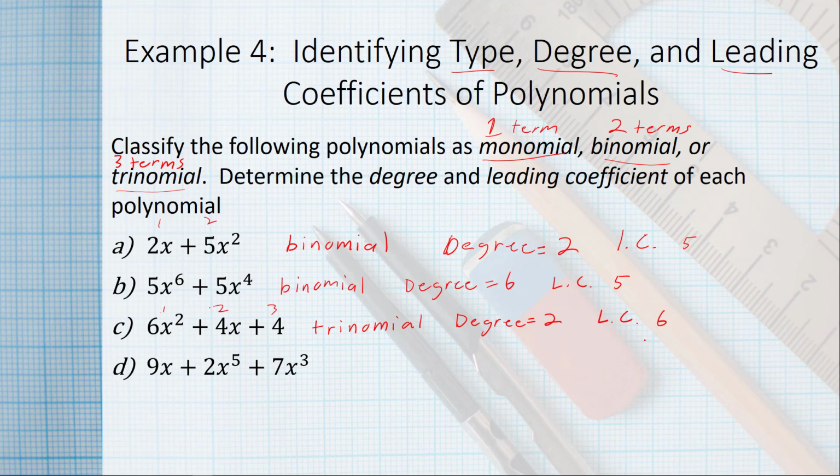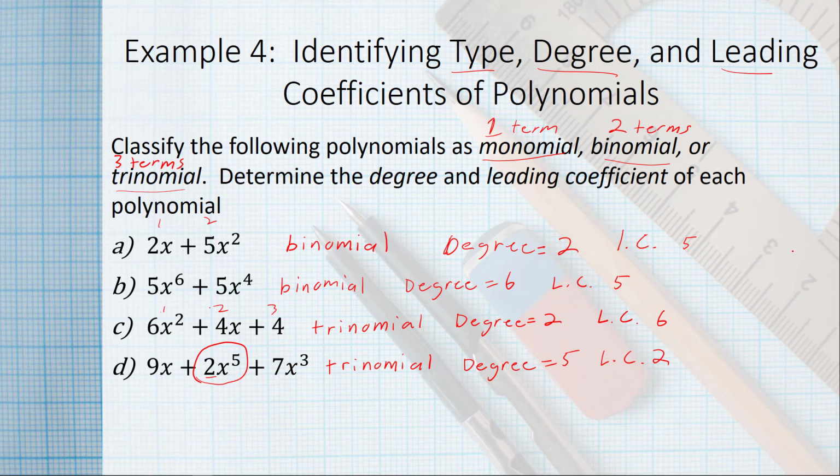And then our last one for this particular example is this one. This is also a trinomial. Three terms, 1, 2, 3. Now here, the monomial with the highest degree is this one right here, and that has a degree of 5, so the degree of this trinomial is 5. And the leading coefficient is the coefficient in that term, which is 2, so the leading coefficient happens to be 2. And there we go, that's it.